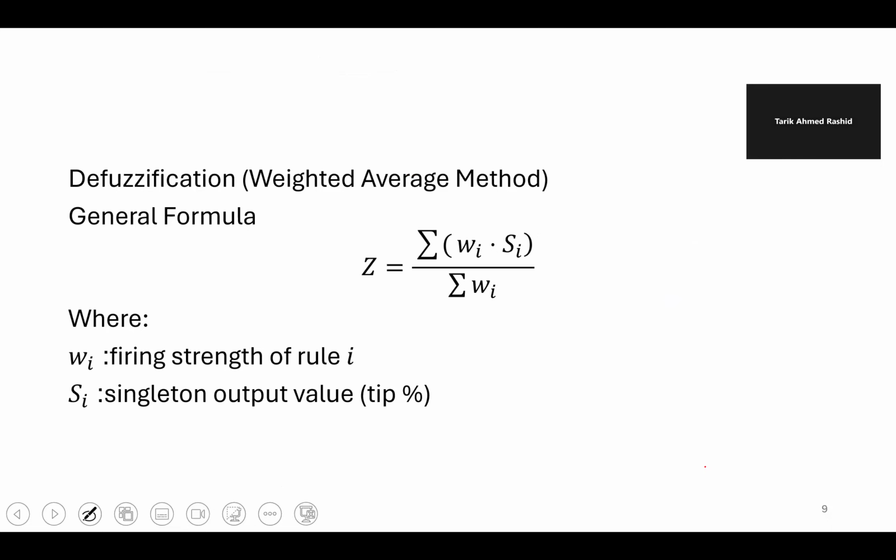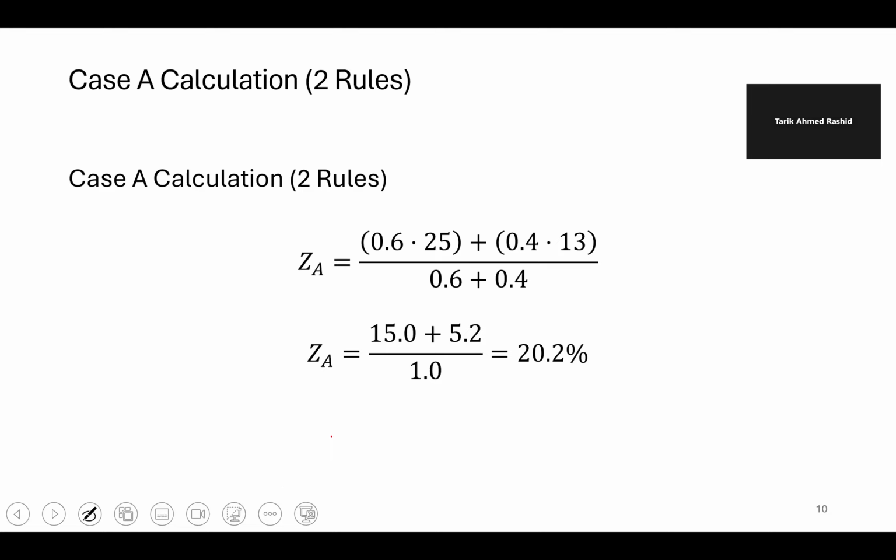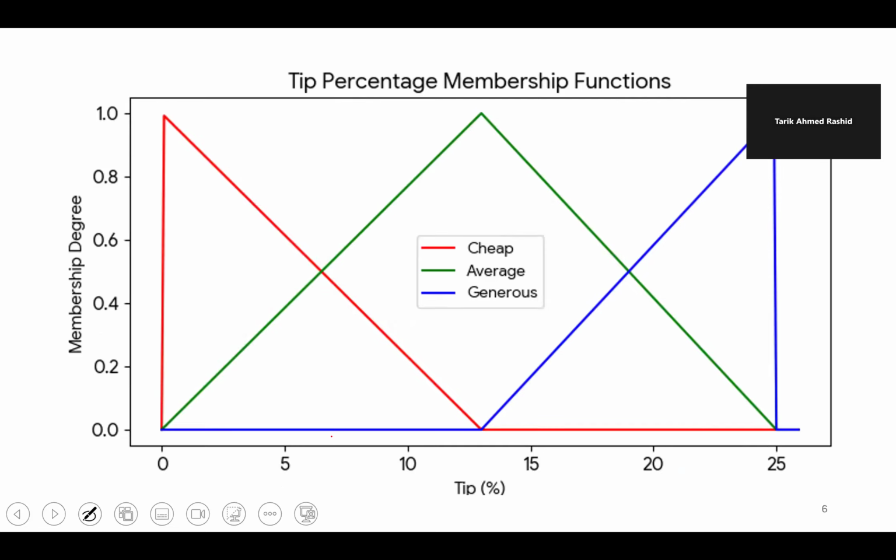Now we do defuzzification. Defuzzification is the sum of W_i multiplied by S_i, over the sum of W_i. S_i is the singleton output value, and W_i is the firing strength of the rule. Now here we have 0.6 multiplied by 0.25 plus 0.4 multiplied by 0.13. That's the rule.